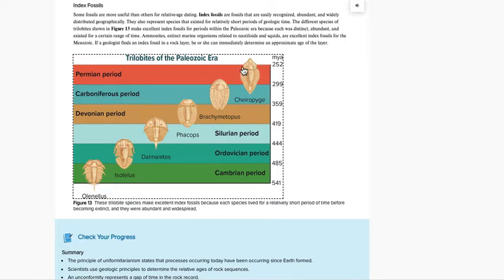And using those index fossils helps you know the age, because if they find one like this, they generally know it was from the Devonian period, or that's how old those rocks are.